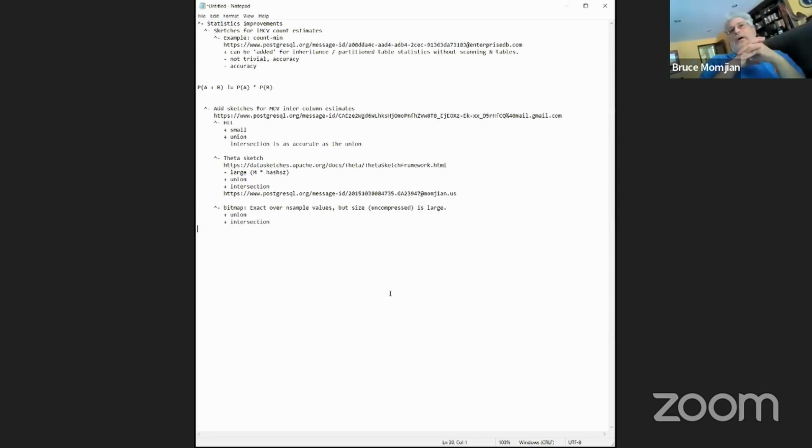The problem right now is, if we have a value in column A that's 10% and a value in column B that's 10%, we assume it's 1%, right? But we don't know. Maybe it's 9%, maybe it's 0.01%, because we don't have that correlation. We just assume they're independent.